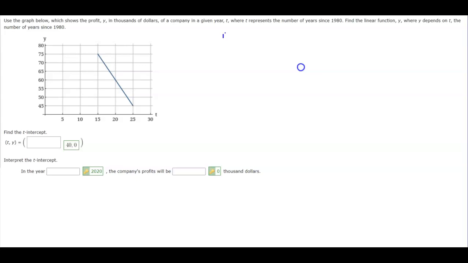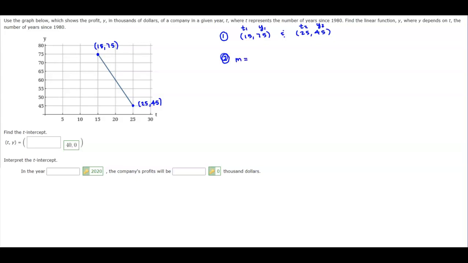So the first thing we need to do is recognize some ordered pairs from the graph. We can take a look at this first ordered pair, which is 15 and then 75, and the other ordered pair here, which is 25, 45, since we can read it off the graph. We're going to call this T1, this is Y1, this is T2, and this is Y2. So now we're going to find the slope of these 2 points.